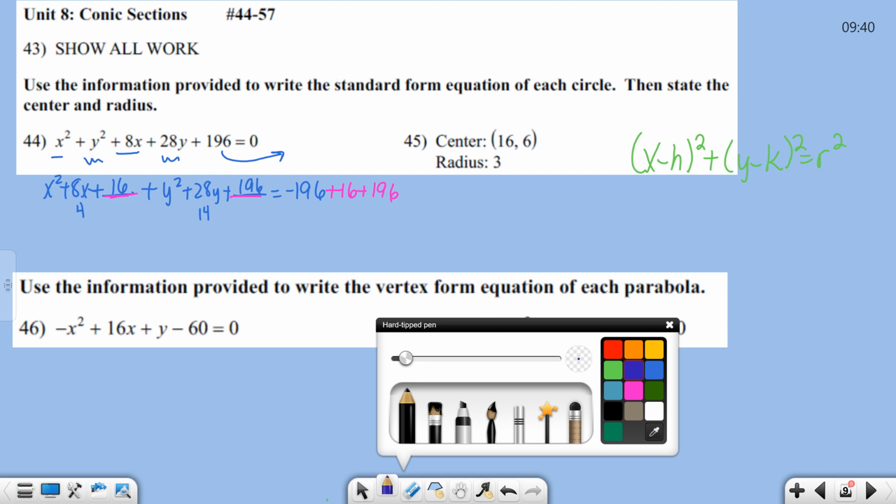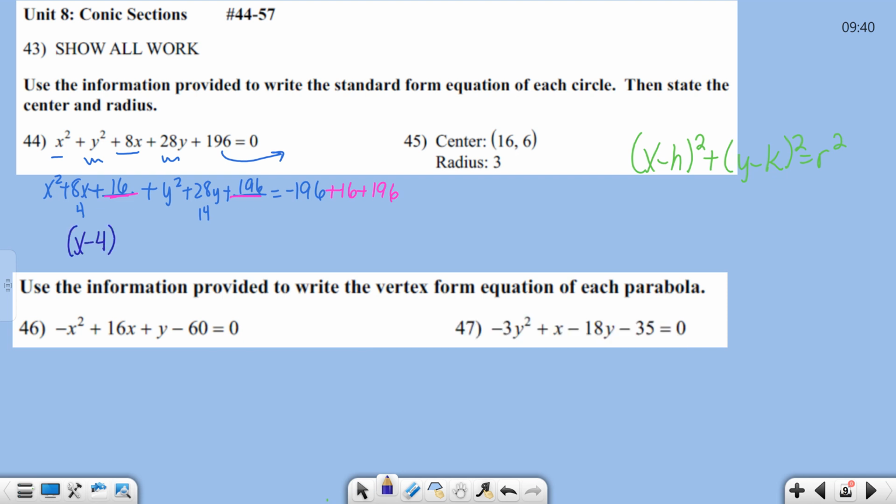Remember, when we take our half value, half of b for the x's is 4. That gives us what goes in parentheses with our x. That's how we take x squared plus 8x plus 16 and make it (x plus 4) squared. Do the same thing for your y's. y squared plus 28y plus 196 is (y plus 14) squared. Equals, add all those constants. Negative 196 plus 16 plus 196 gives us 16. Boom, done. You can write the center as (negative 4, negative 14), and you can determine the radius as the square root of 16, which is 4.